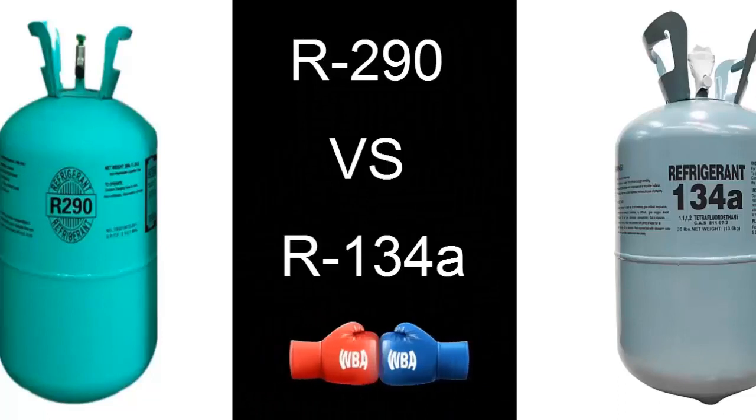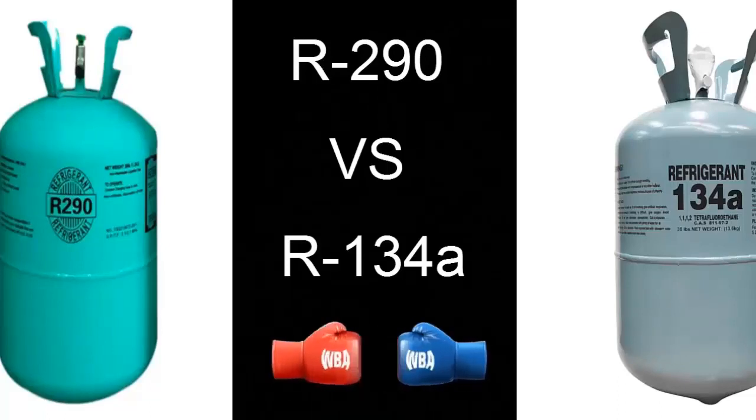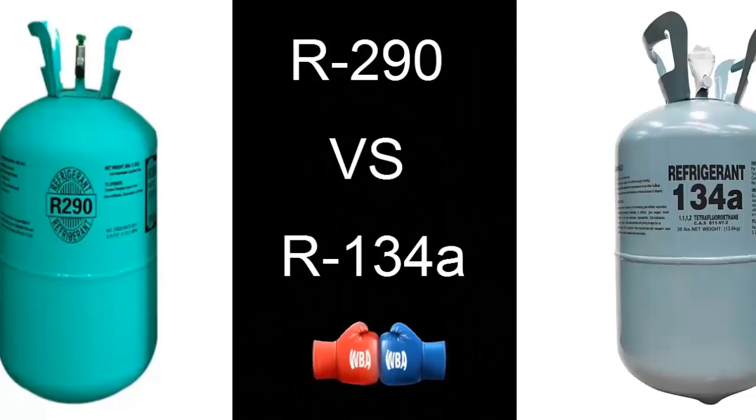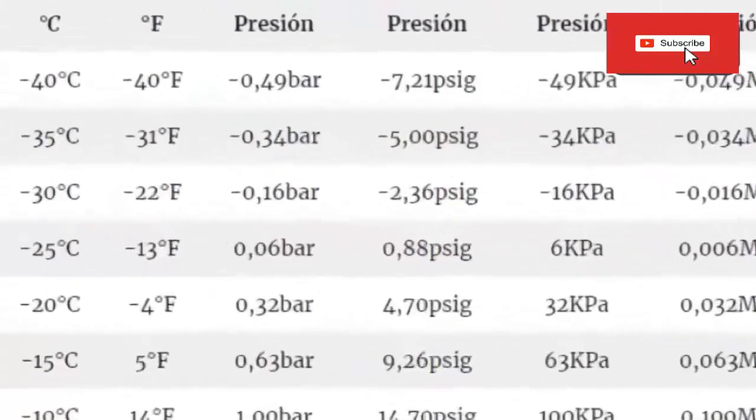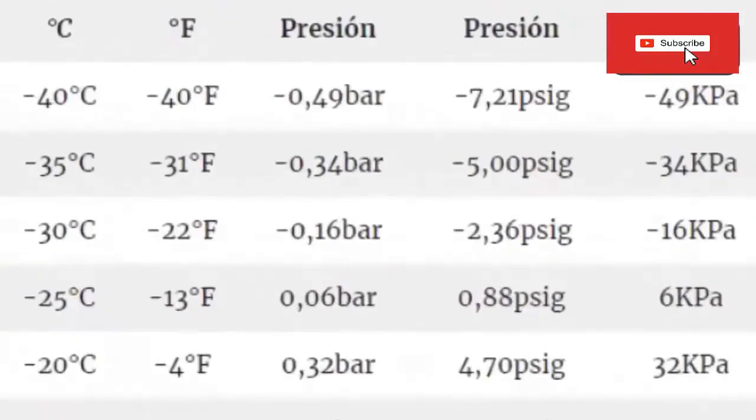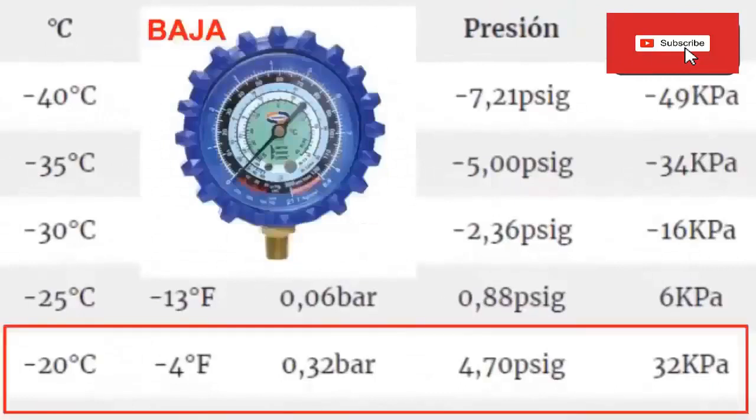Now, let's delve into a detailed study of the specific pressures of these refrigerant gases and their impact on refrigeration systems. The most used R134a refrigerant gas pressures are as follows. To reach a temperature of minus 20 degrees Celsius in the evaporator, equivalent to minus 4 degrees Fahrenheit, a low gauge pressure of 0.32 bars is required, equivalent to 4.70 psig or 32 kilopascals.